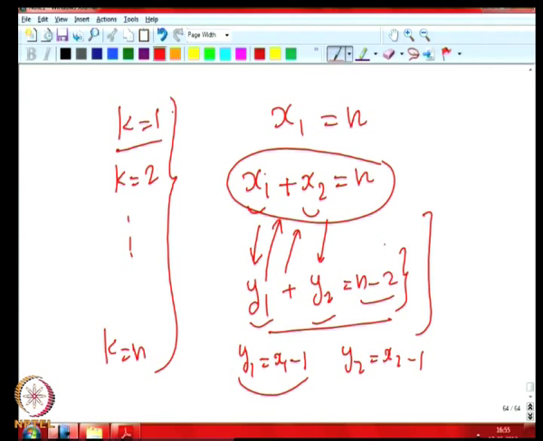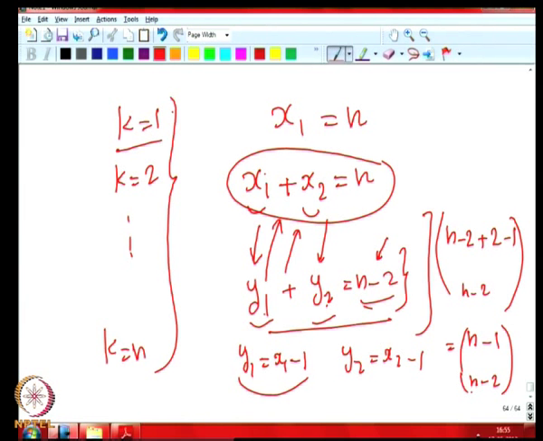Here the solution of this equation is summing up to n minus 2. The answer is n minus 2 plus the number of types 1 2, x1 x2, that is 2 minus 1, choose n minus 2, right. This will be n minus 1 choose n minus 2. This is what we will get.